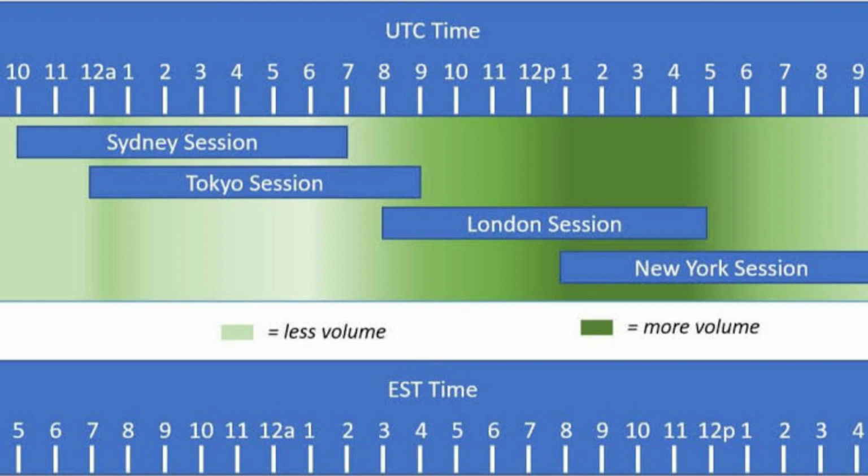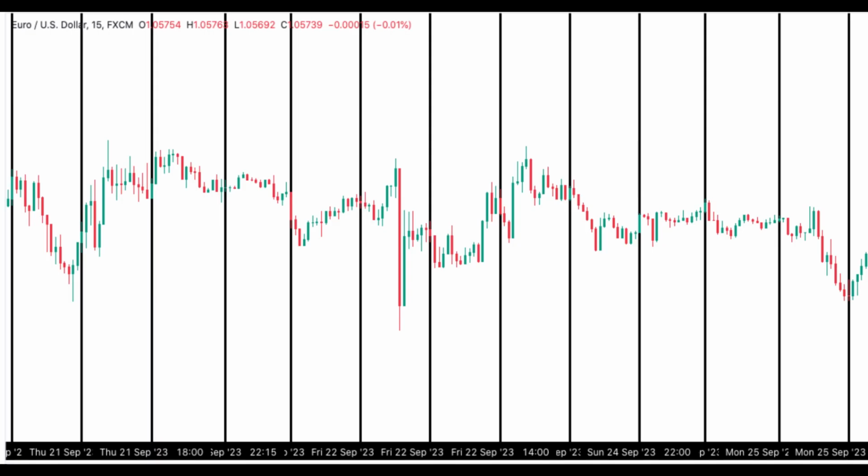To trade this strategy, like I said, set your time zone to UTC or do a conversion from your local time. Now, place a vertical line on the London open, which is 8 a.m., then on the New York open, which is 1 p.m. or 13 o'clock. Then place another vertical line on the close of London, which is 17 o'clock, and also on the close of New York, which is 22 o'clock.